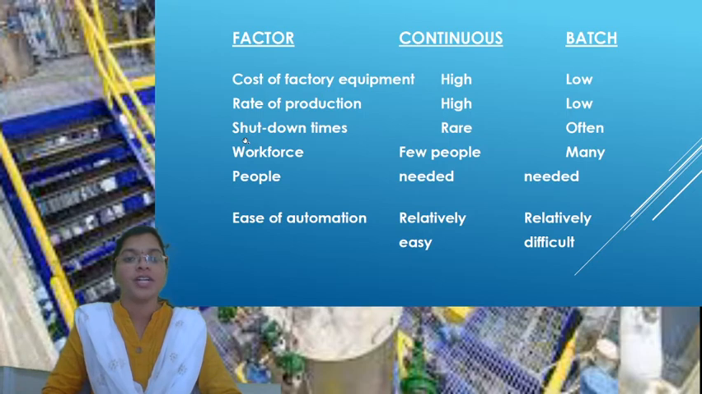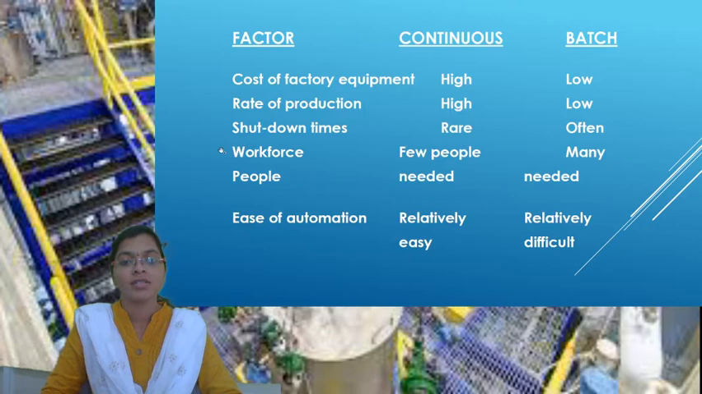Here, shutdown times. We are going to operate the process or the industry continuously. Is there any shutdown? We are not stopping that industry, right? So the shutdown times are very few or rare in the continuous process. In the batch process, whenever you want, you switch it on, so the shutdown times are very frequent.